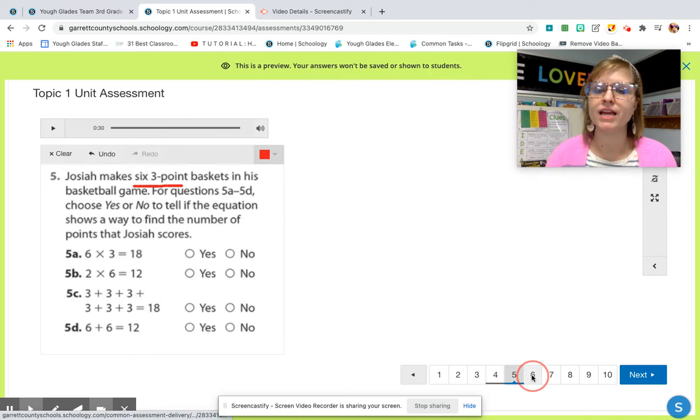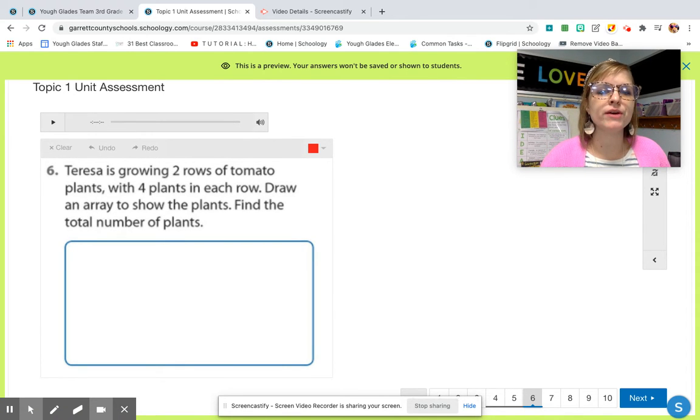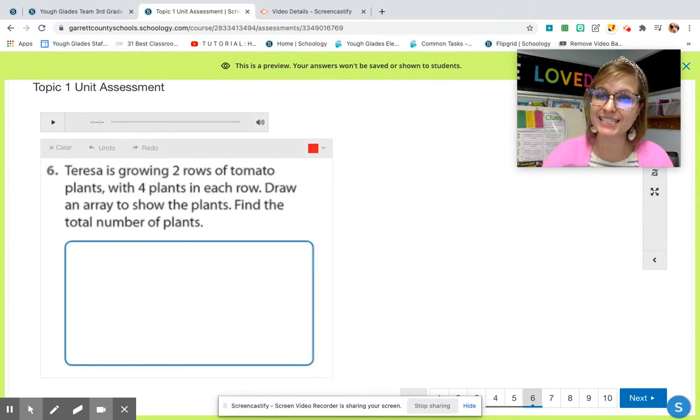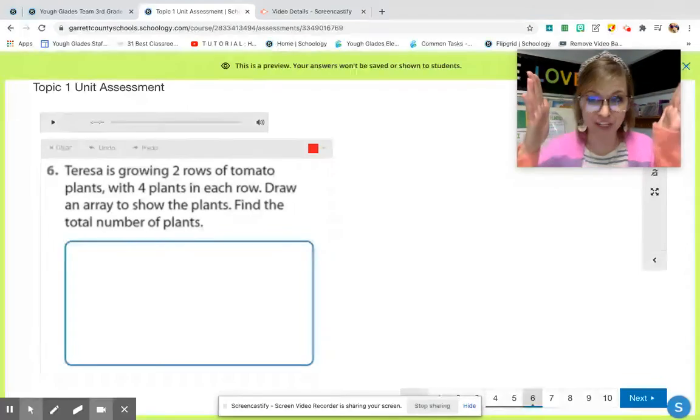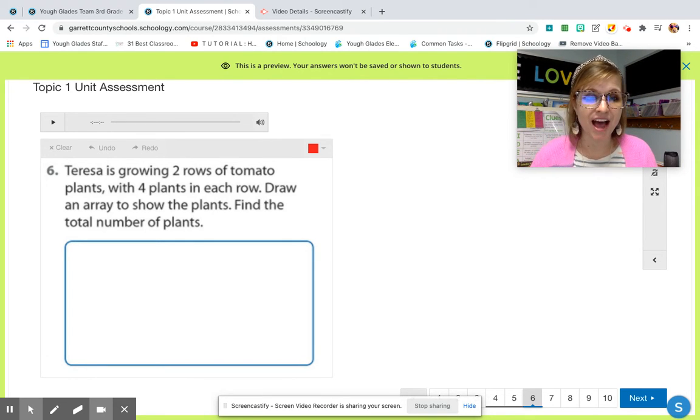Moving on to number 6, Teresa is growing 2 rows of tomato plants and 4 plants in each row. You have to draw an array for that. That's going to be fun. So find the total number of plants by doing that. So it says you have to draw an array that shows 2 rows with 4 plants in each row. You can do that. And then you have to find the total number of plants. You just write what's the total. You can even write out the multiplication equation for bonus points. I will give a bonus point for that. If you write out the entire equation and put the product, I will give you a bonus point.